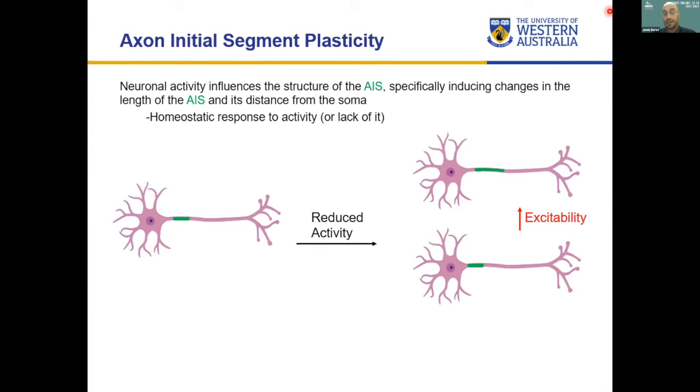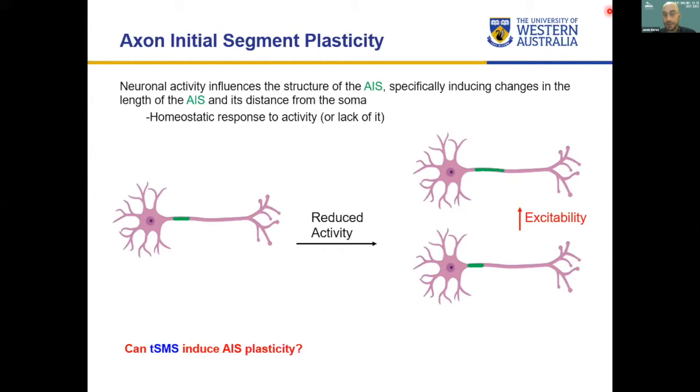And we also see the opposite effect happen. So when there are periods of increased activity, the axon initial segment of these neurons in response to this can shorten or move further away from the cell body. And this will reduce neuronal excitability. And we think that this is a kind of homeostatic response to activity. So the neuron is constantly fine-tuning its excitability so that it's working within optimal parameters.